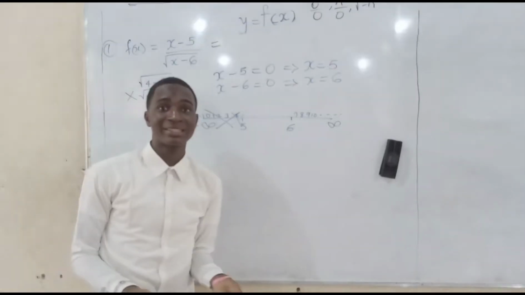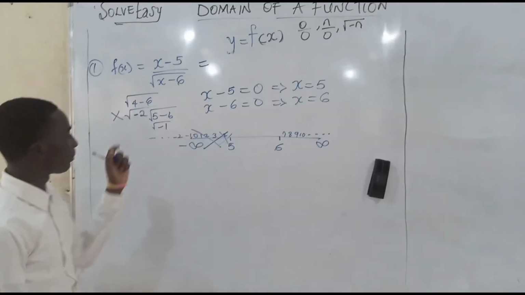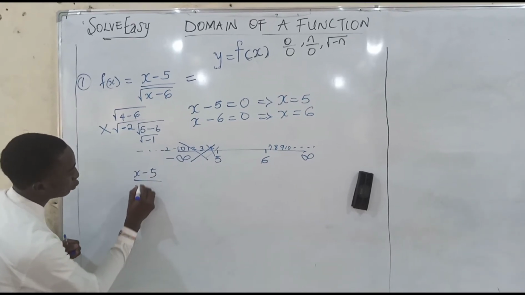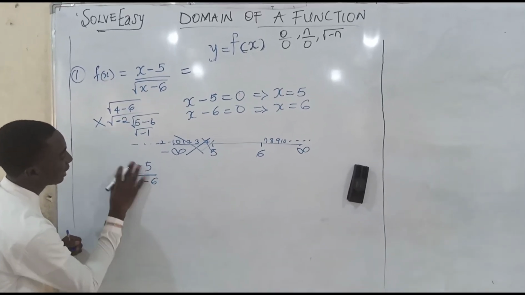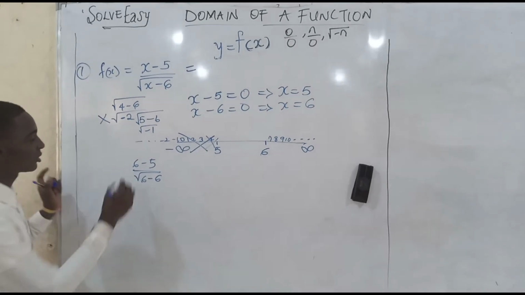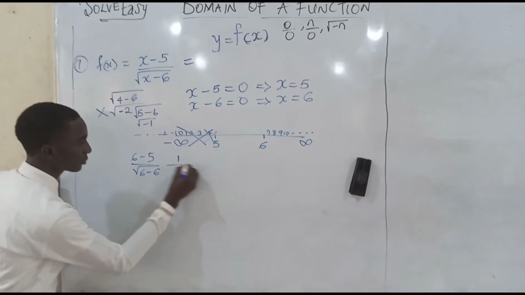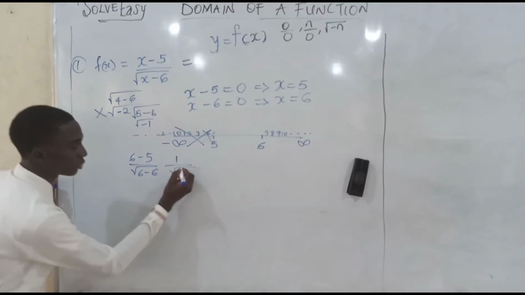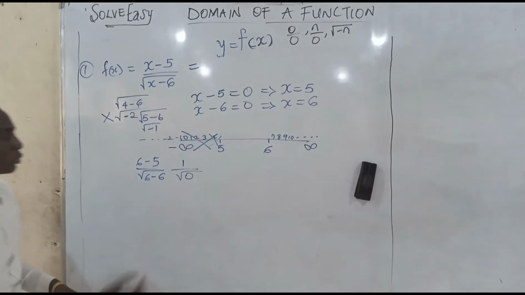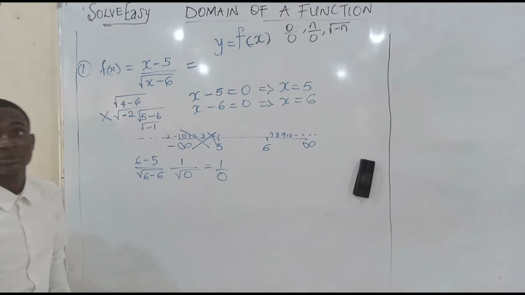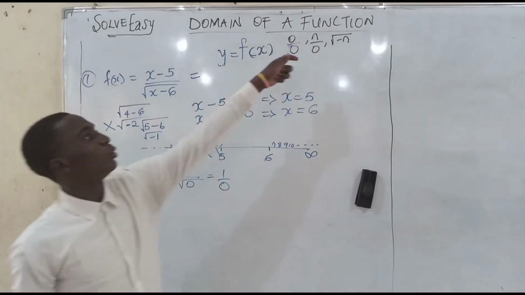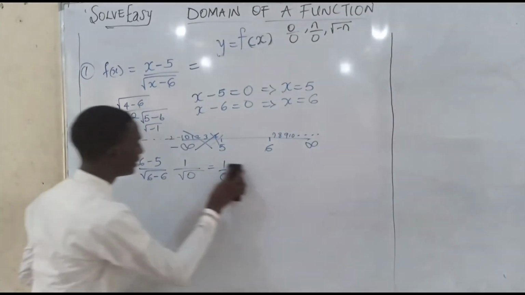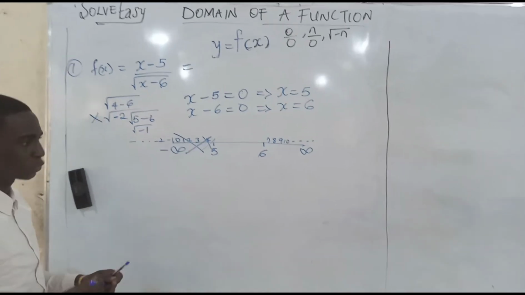So the next number here is 6. Now let's put 6 here. If I'm to apply x minus 5 over the root of x minus 6, let's put 6 here. Using 6, 6 minus 5 is 1. 1 over the root of 6 minus 6 is what? 0. 1 over 0. Note that root 0 is what? 0. So now I'm having a number over 0, which makes this also undefined. So those are the things you have to watch out for.